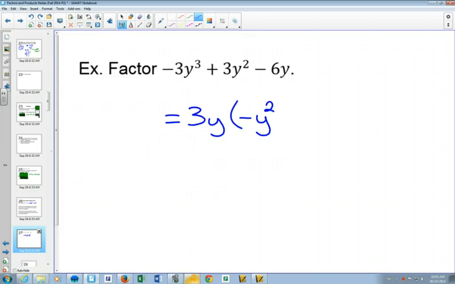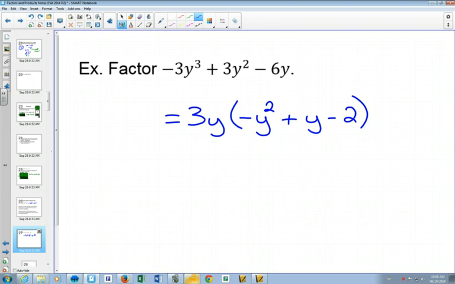For the second one, I would still need a y. The 3 is there, but I only have one y, so I'd need another y. And the last one, I would need a -2. Again, do a quick check. If you distributed that 3y, would you get what you had originally?